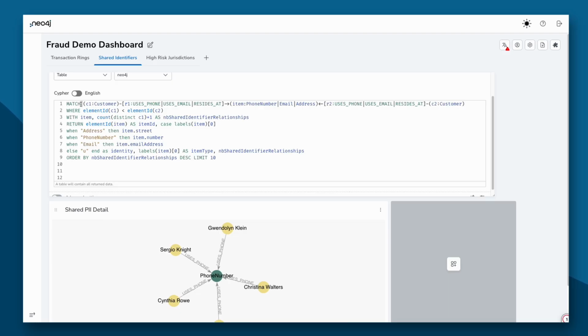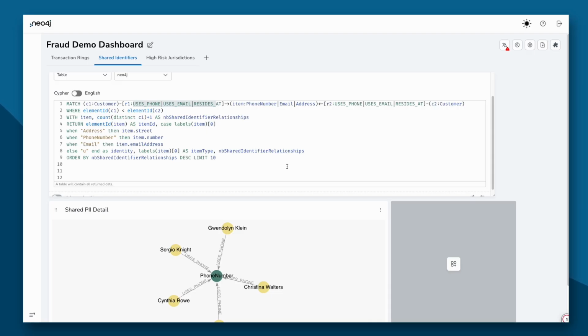And let's have a look at our query. What we're looking for are, we have a customer at the beginning here and a customer at the end. So we're looking for 2 different customers. And right here, this where clause is going to make sure that we see different customers. And then we're looking for any kind of a relationship that shares, in this case, a phone number, an email, or an address.